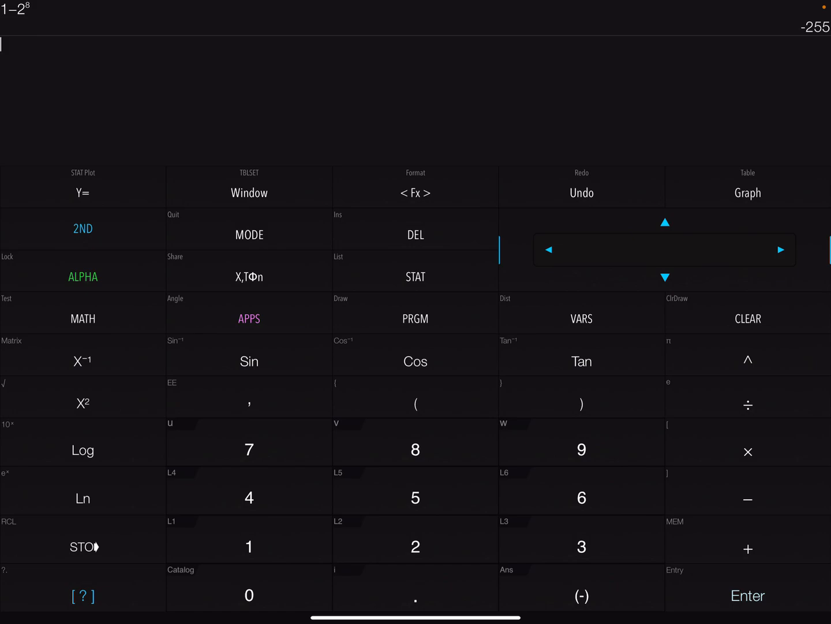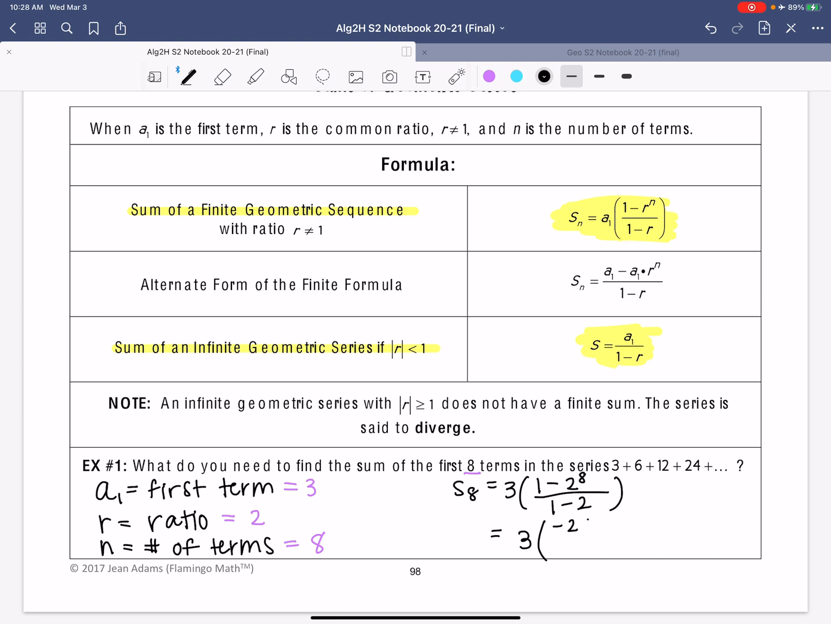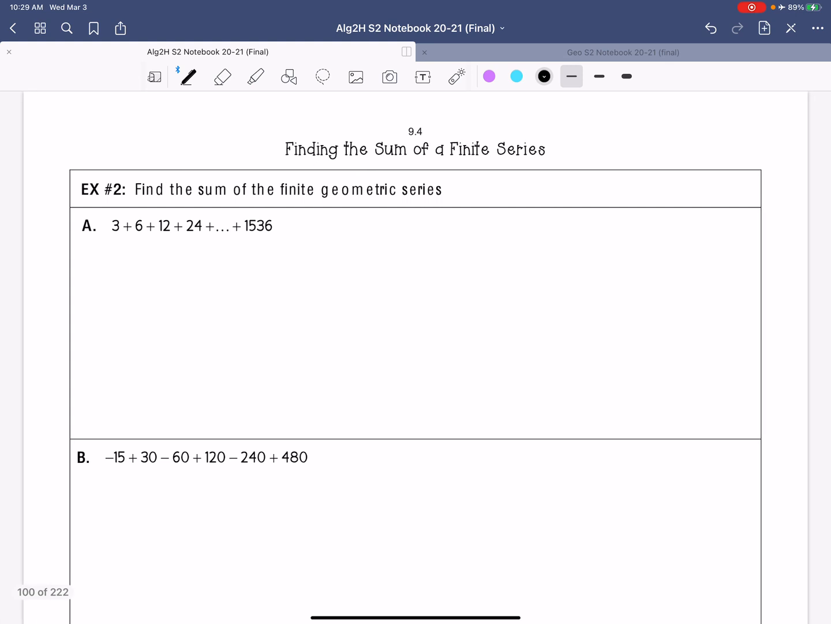Which equals negative 255. So we get negative 255 over, and then 1 minus 2 is negative 1. A negative divided by a negative is going to give me a positive. So what we're ultimately doing is just 3 times 255, and 3 times 255 is 765. So the sum of the first 8 terms is 765.